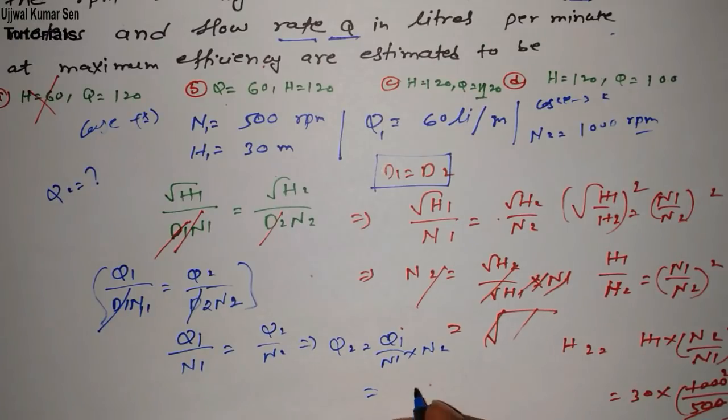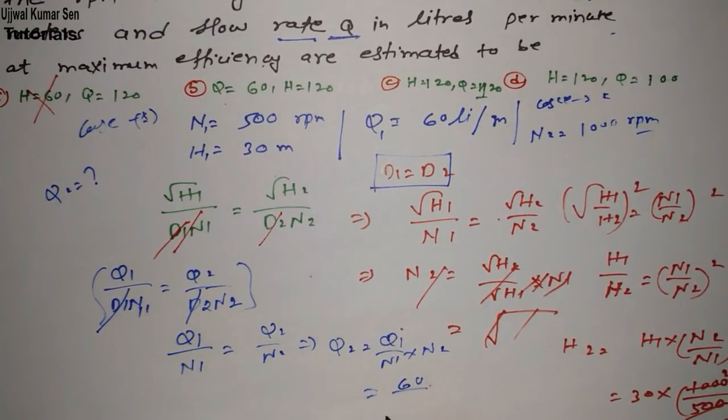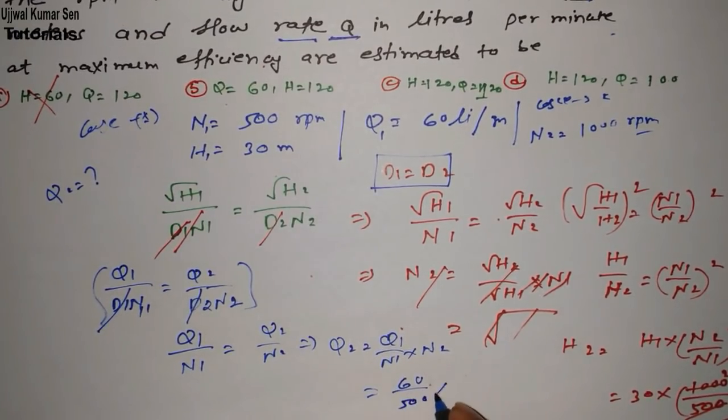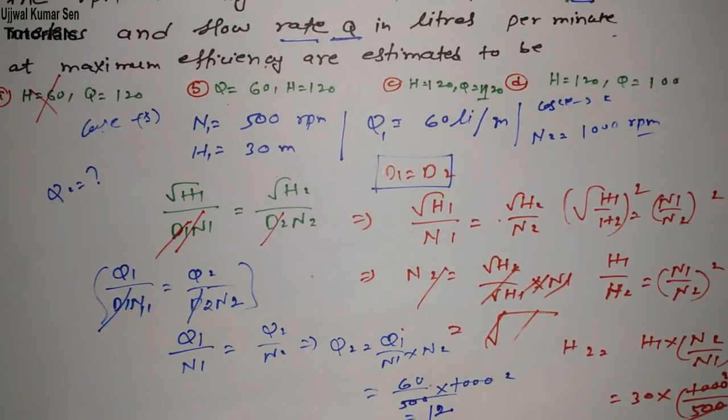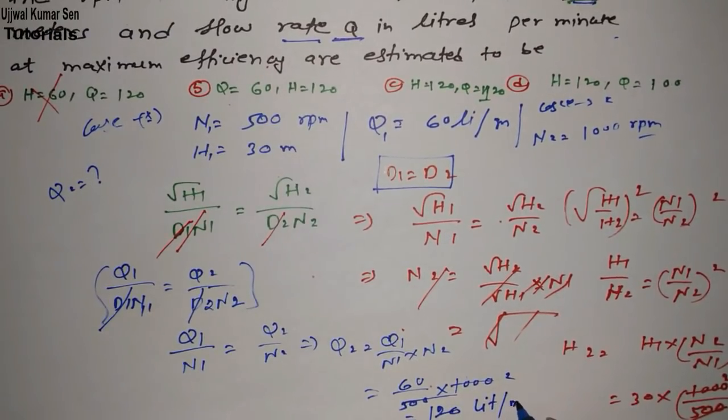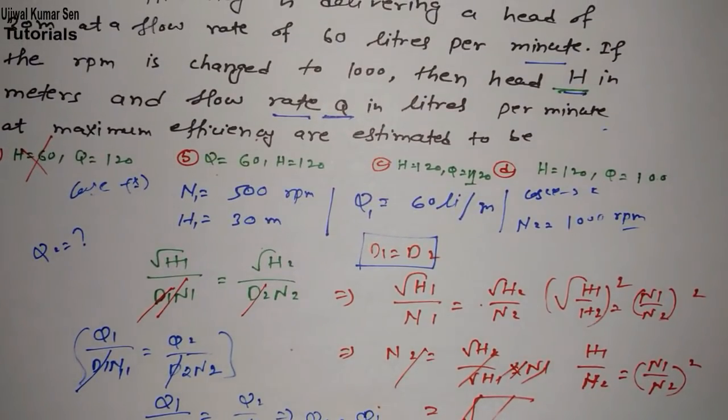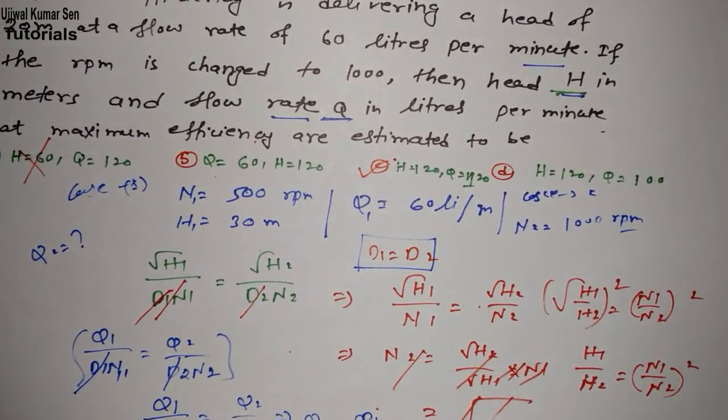Therefore q1 is how much? 60, and n1 how much have we been given? 500, n2 is 1000. So this one gives 2. So 60 multiplied by 2 is 120 liter per minute. So q and h both are the same. Now find the option which is correct for the answer we have found. So option C is the right answer for this question.